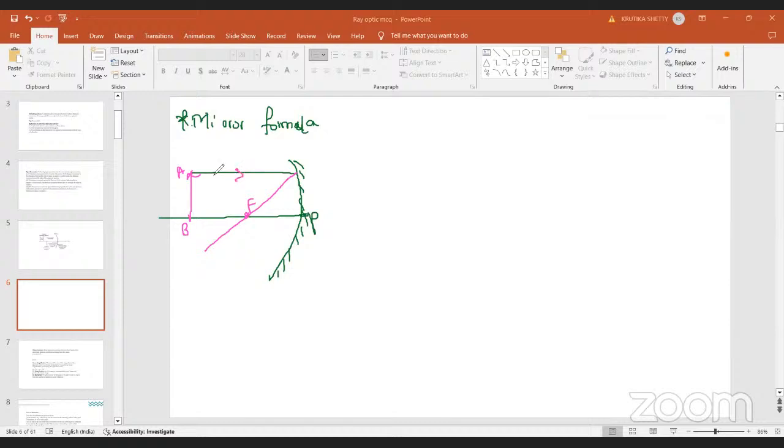So one incident ray is parallel to the principal axis, and after reflection it passes through the focus. One more incident ray we are considering, which is making some angle theta with the principal axis. After reflection, it will pass and makes the angle theta itself.